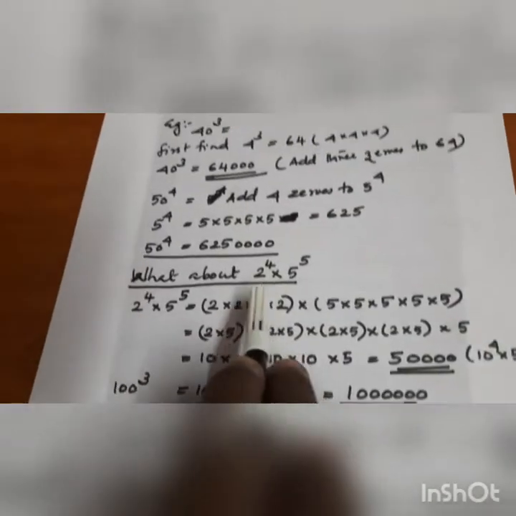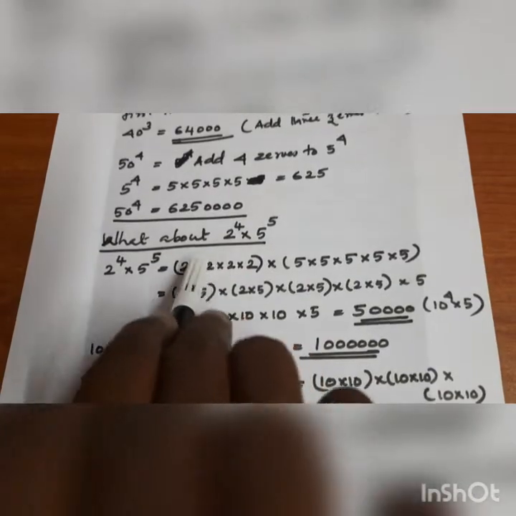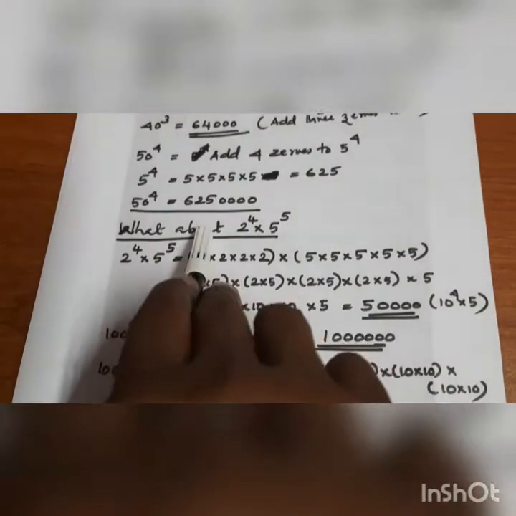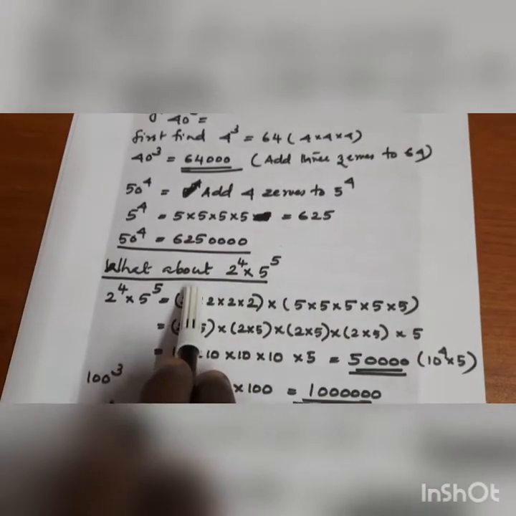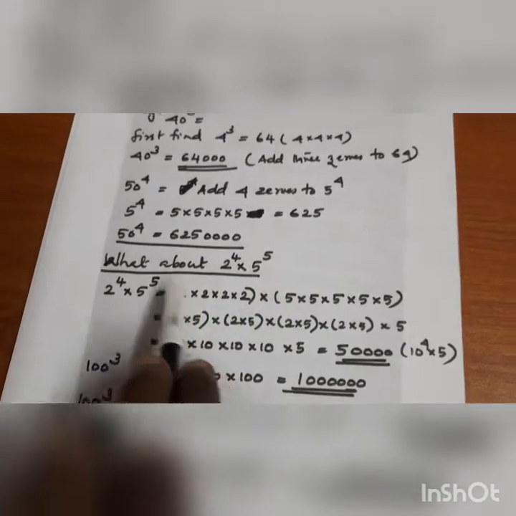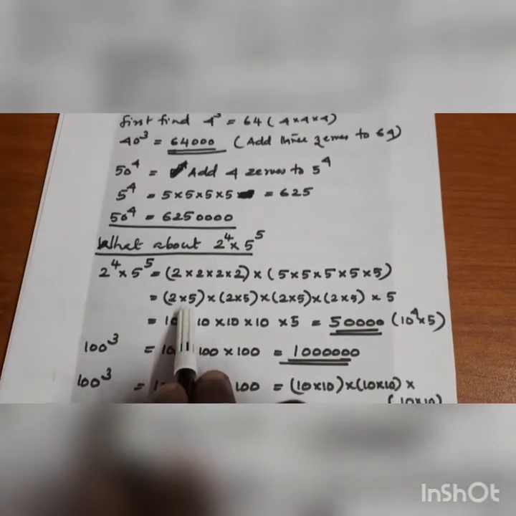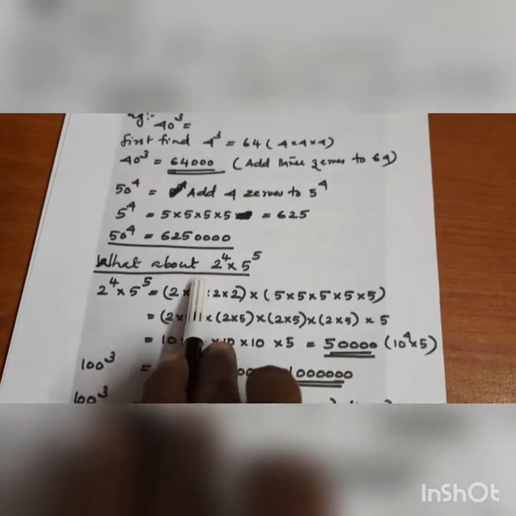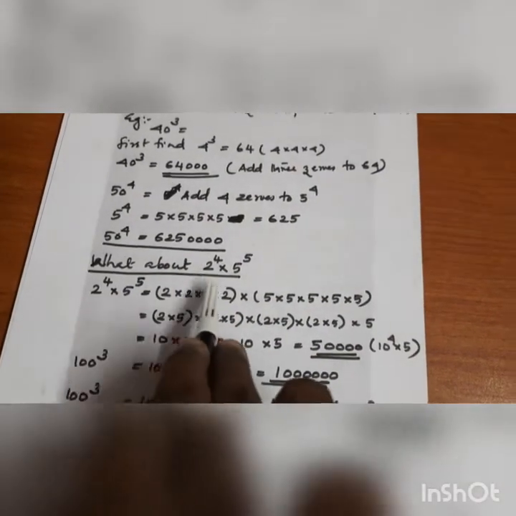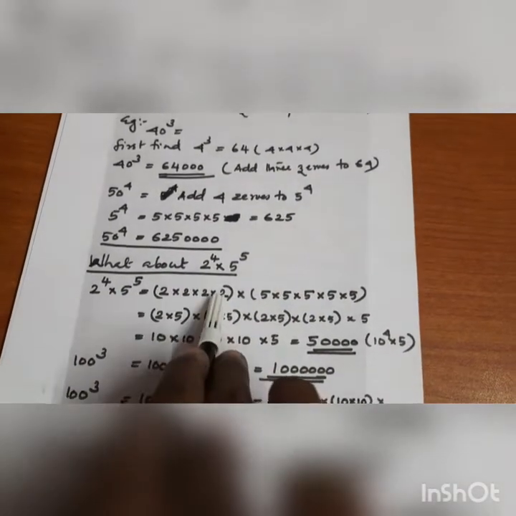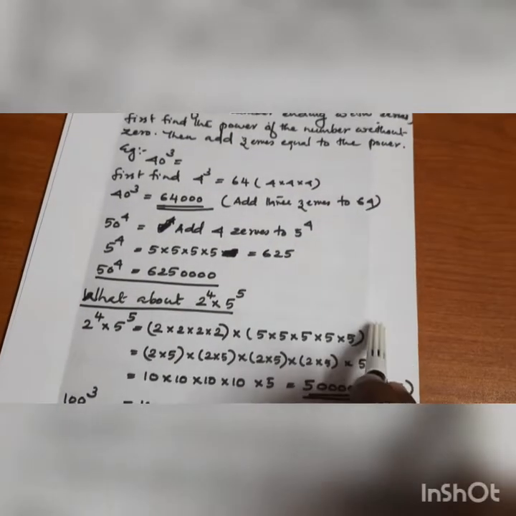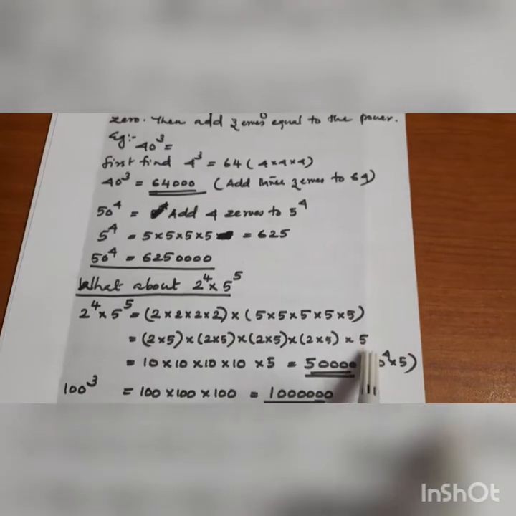Then what about 2 raised to 5 into 5 raised to 5? First 2 raised to 5 can be split as 2 into 2 into 2 into 2 into 2. 5 raised to 5 can be written as 5 into 5 into 5 into 5 into 5. Take one 2 from this group and one 5 from this group, and write 2 into 5. That is one group. Then take another 2 and another 5, that is another group. Then the third 2 and third 5, another group. Fourth 2 and fourth 5, another group. Then one 5 is remaining. Write that as 5 itself. Then 2 into 5 is 10.